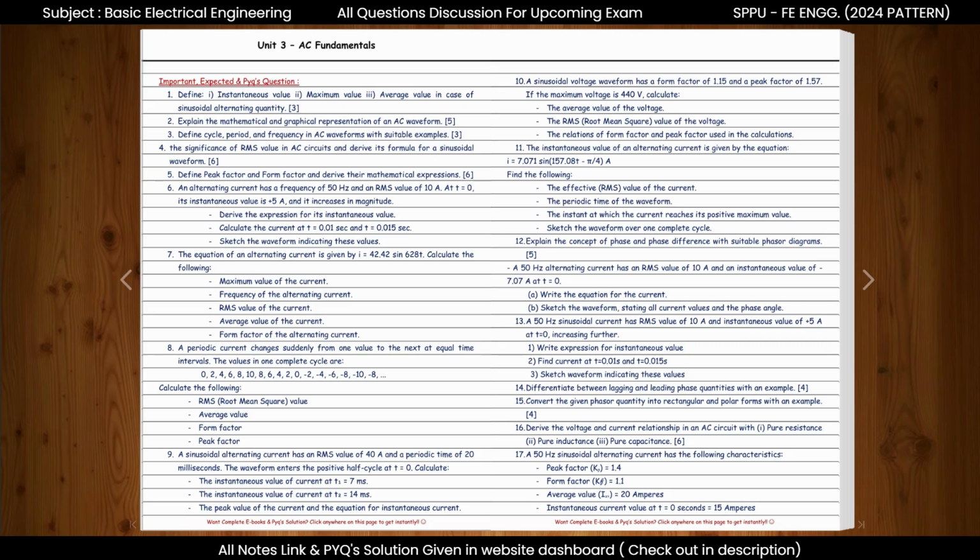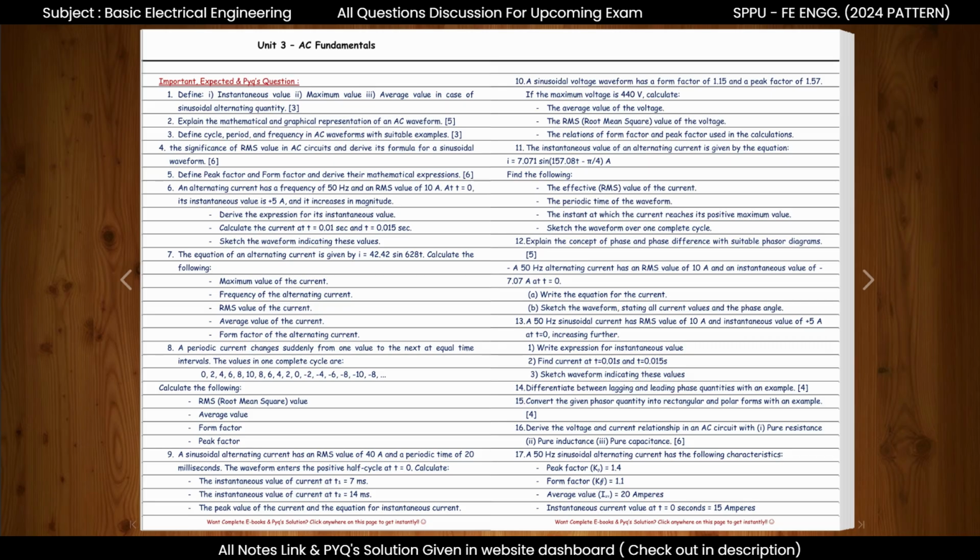From the equation we identify I max, then use it to find RMS and period using the relation omega equals 2 pi f. The phase shift tells us the starting position of the waveform. Alright, let's move on to our next important topic, phase and phase difference.